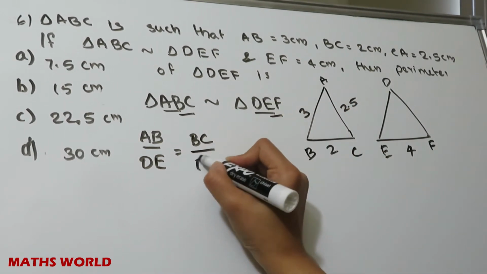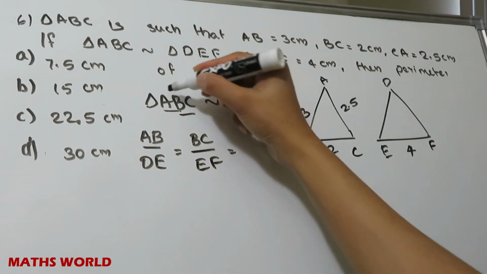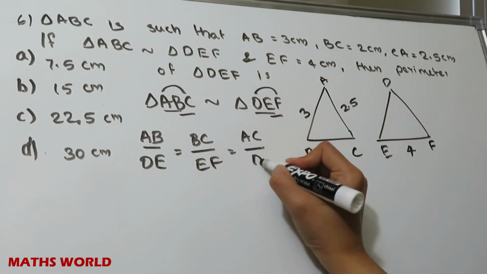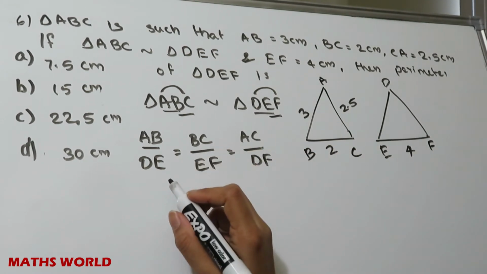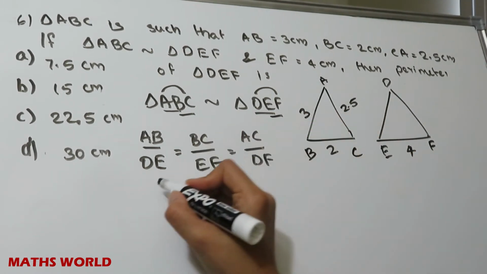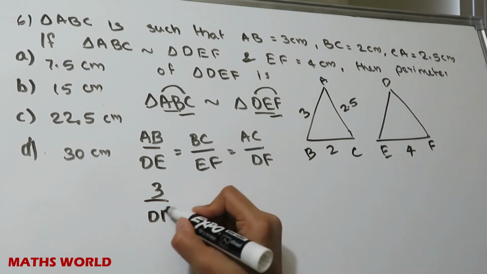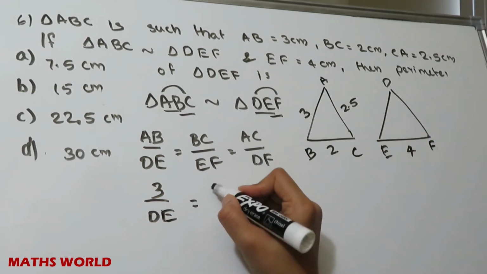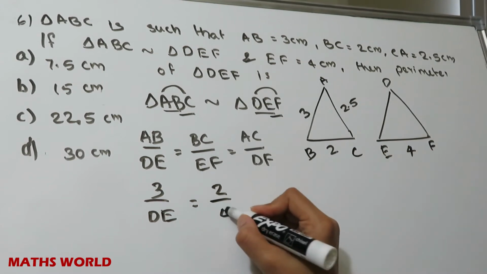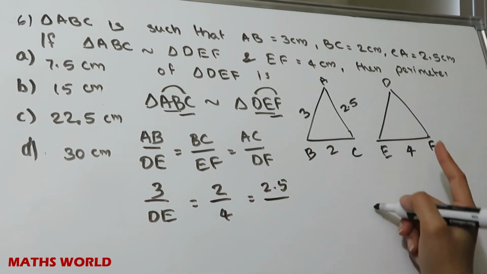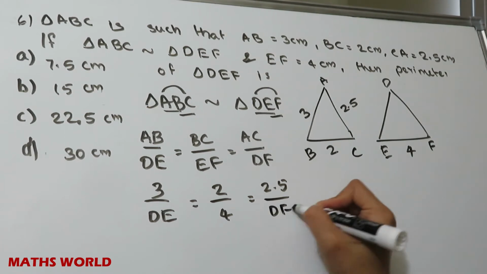BC by EF equal to AC by DF. We can apply the values. AB equal to 3 by DE. We need to find the value of DE. BC is equal to 2, EF is equal to 4, AC is equal to 2.5, and DF is what we need to find.